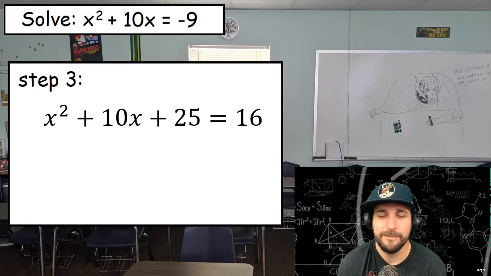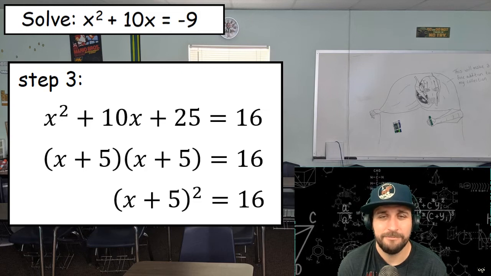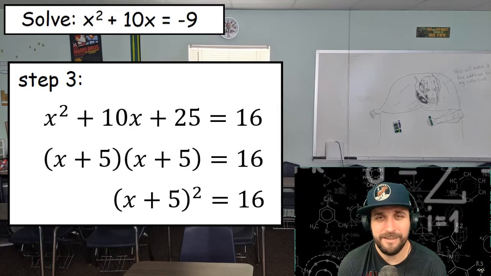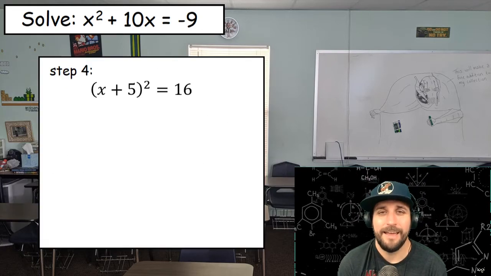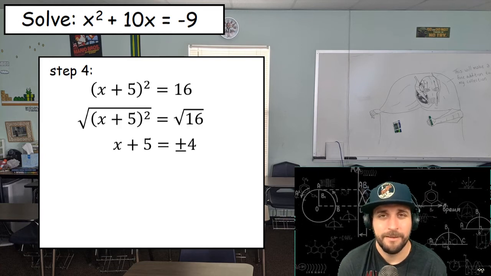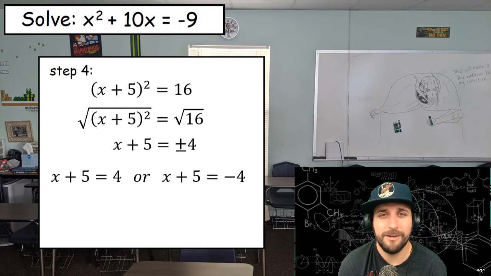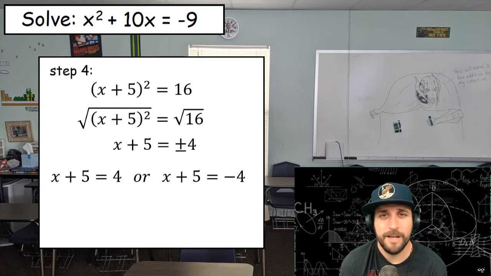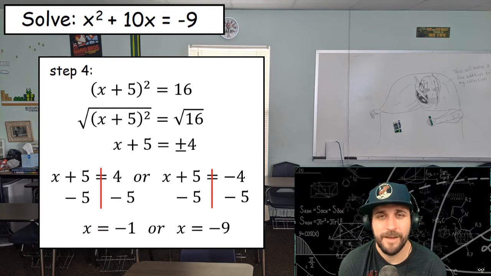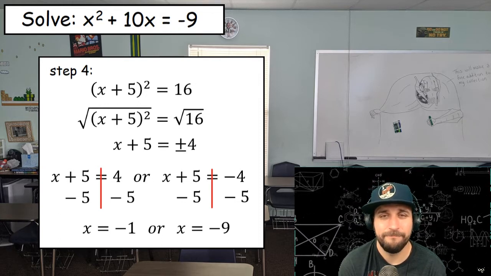Next, we factor. When I factor my perfect square trinomial, I get x plus 5 squared. So my problem turns into x plus 5 squared equals 16. And now I solve by square roots. So I square root both sides. So x plus 5 equals 4, or x plus 5 equals negative 4. Solve a couple one-step equations. So x equals negative 1, or x equals negative 9.